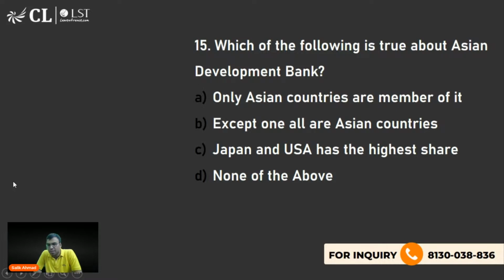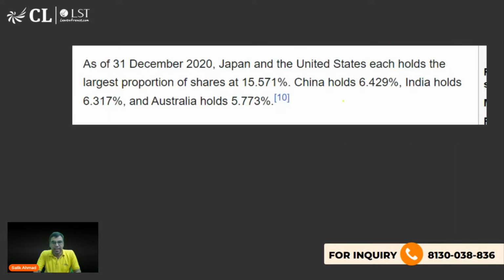ठीक है. True about Asian Development Bank. What is the right answer? देखो, Asian Development Bank, एशिया नाम है, लेकिन सिर्फ Asian countries नहीं, even other nations can also become part of it. So this is not correct. Except one or Asian countries, this is in fact also not correct. Many non-Asian countries are part of it. Japan and US have the highest share. ये सही है. In fact, US is not a part of Asia, है ना? But C is the right answer. Asian Development Bank. So C is the right answer to this question.